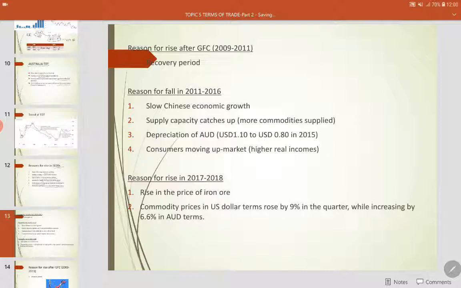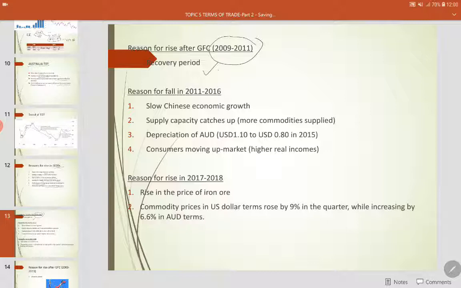2009 to 2011 is the recovery period. Definitely after the GFC, after our financial crisis, we have to recover. So the recovery period will give a positive terms of trade.